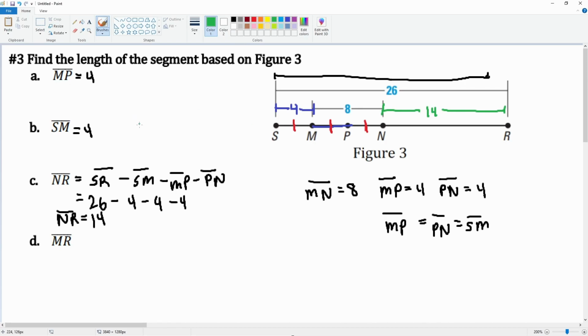That's correct. Now we want to look at MR. Well, let's see what MR is made of. MR is made up of MP plus PN plus NR. MP is 4, PN is 4, NR is 14. That becomes 8, 22. Yep, that is 22. That is line segment MR.